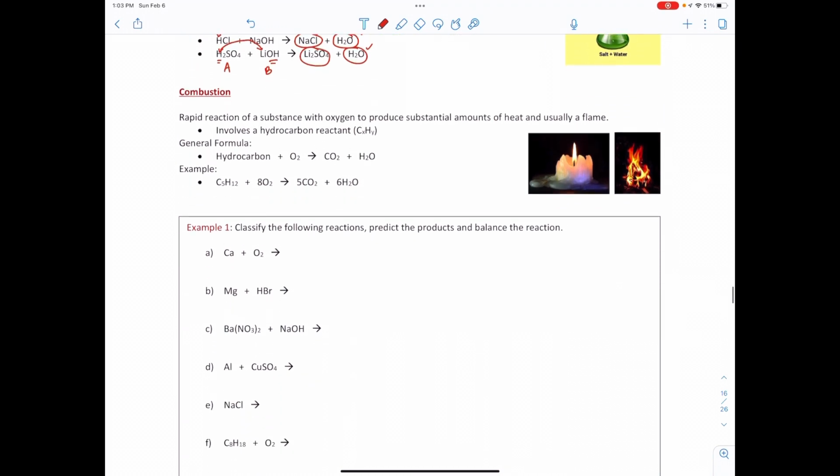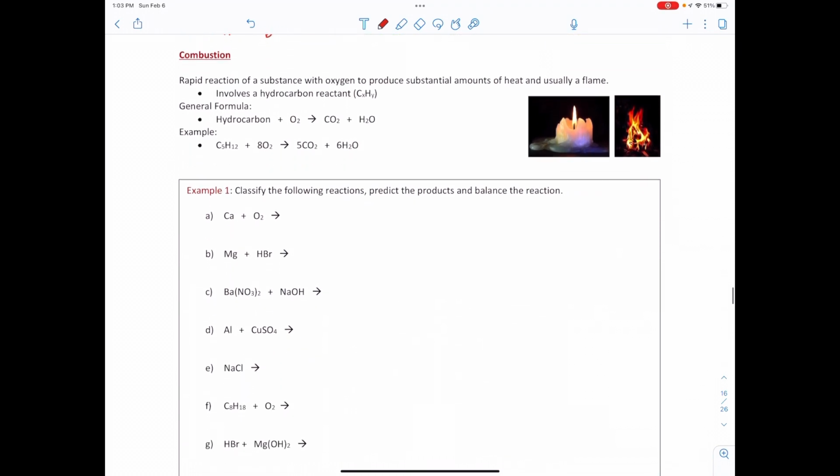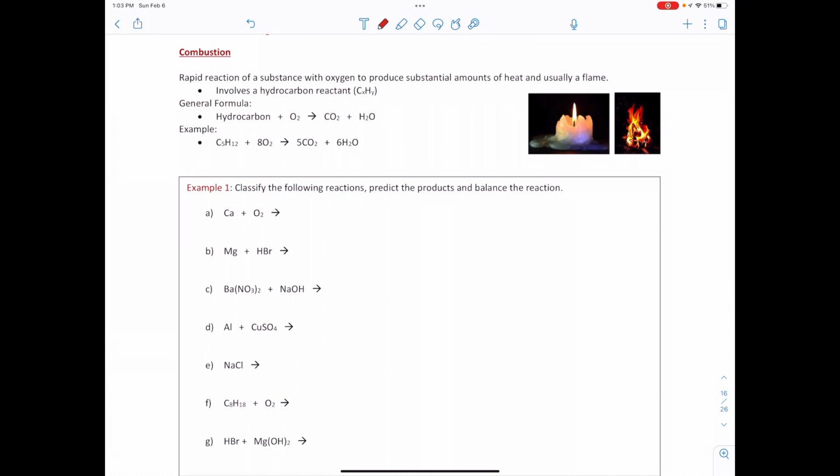And the sixth type of chemical reaction here is a combustion. A combustion is a rapid reaction of a substance with oxygen, and it produces a huge amount of heat, and usually we get a flame with that as well. A lot of times when we're burning something, a candle, or our firewood, anytime we're burning something, that is usually a combustion reaction.